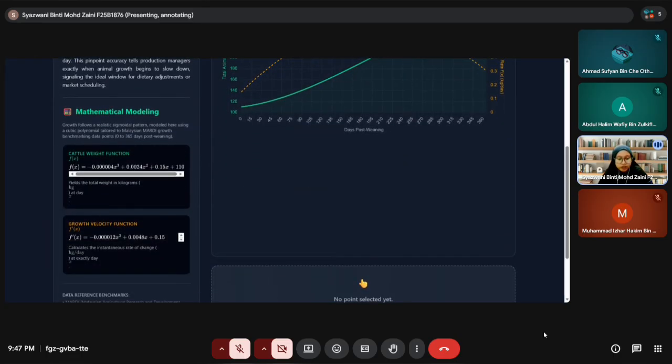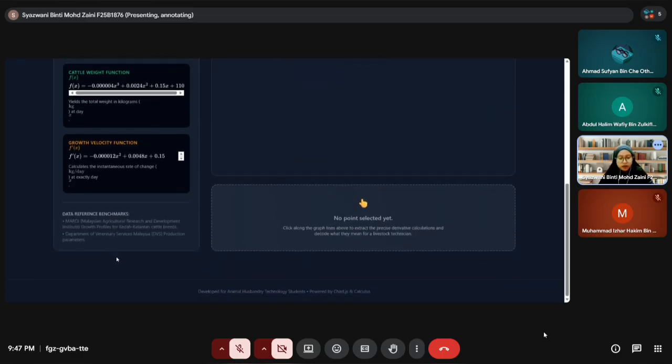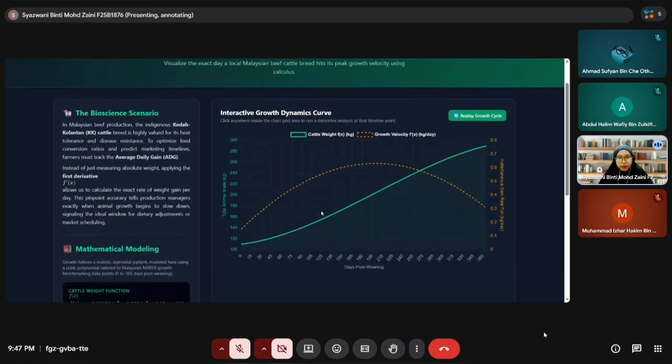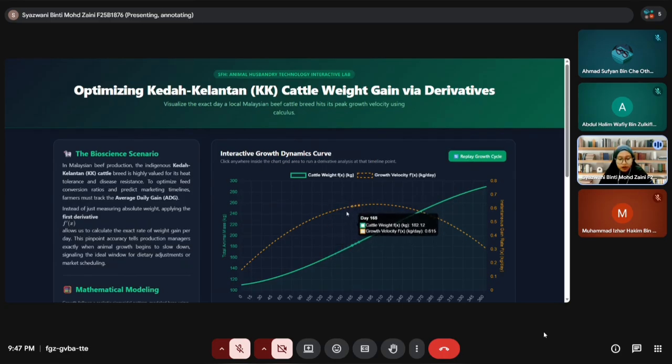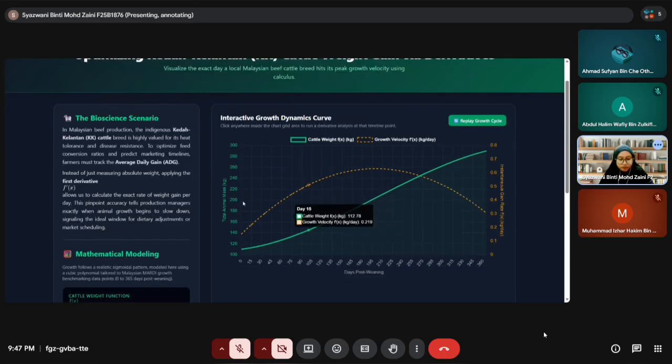Okay, mathematical modeling. This section explains that the cattle growth follows a sigmoid or S-shaped pattern. The graph is modeled using a cubic polynomial equation to represent cattle growth over time from day 0 until 365 days. This graph is the main part of the HTML project. The green line represents the cattle weight, while the yellow dotted line represents the growth velocity or derivative value.